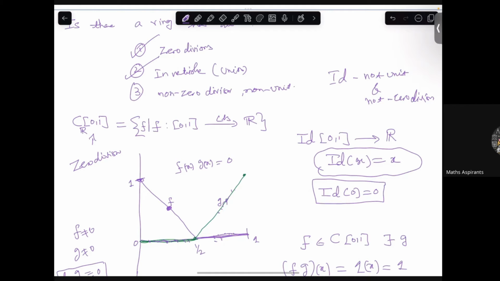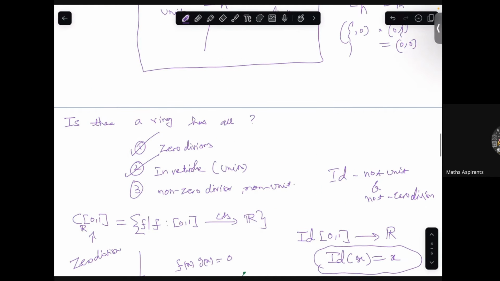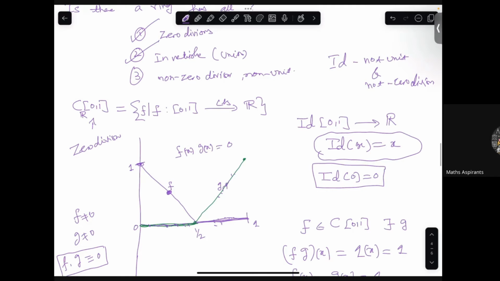Okay. So far what we saw at the finite level, at least in Z10, is that I can classify my elements into two categories, unit or not unit. But here it is not so. I have given you a commutative ring with unity. It has zero divisors, you have examples. It has an invertible element. It has a non-zero divisor, non-unit, with a particular example.